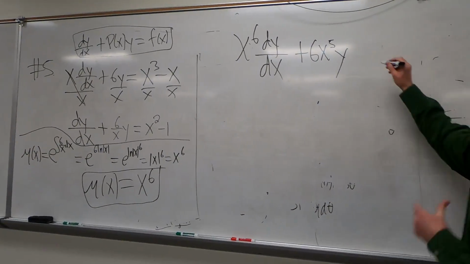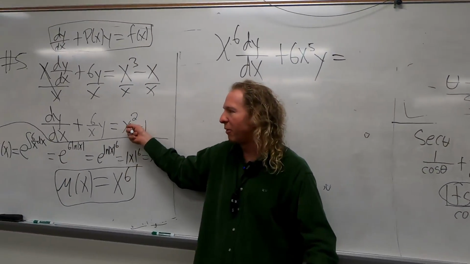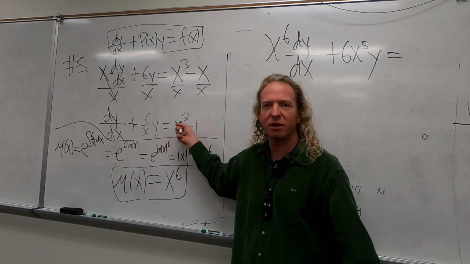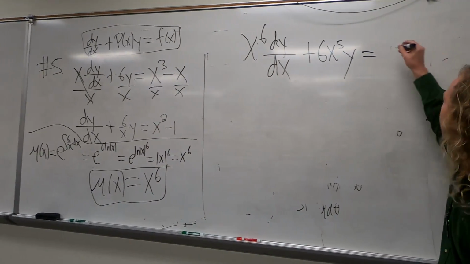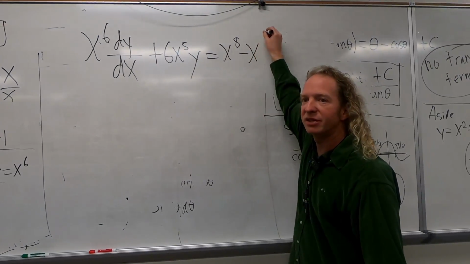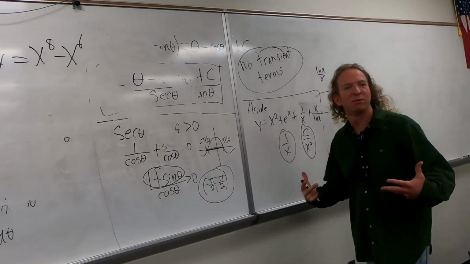And then let's go ahead and be pro and just carefully multiply the x to the 6th by both of these terms, right? So let's see, you add the exponents, so x to the 8, I believe, x to the 8 minus x to the 6.